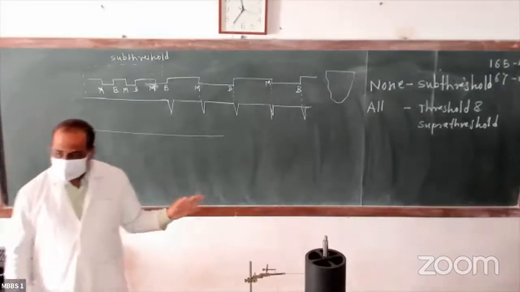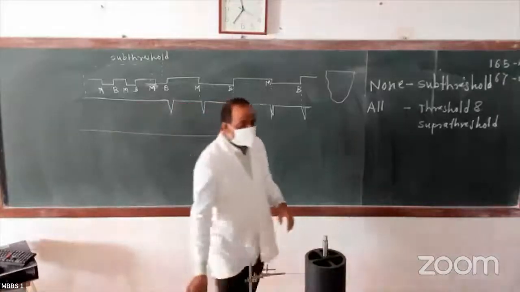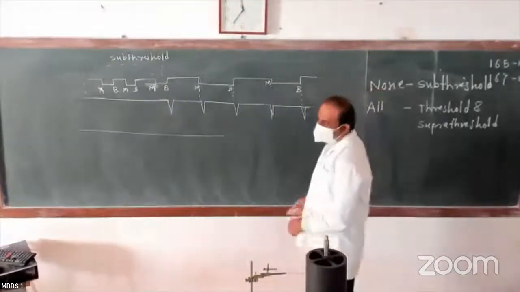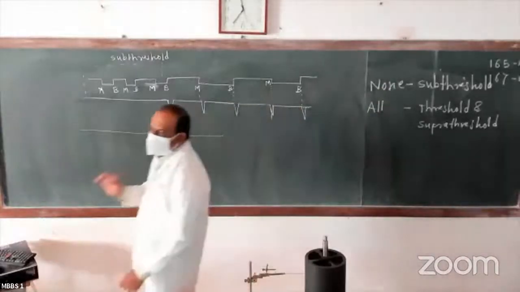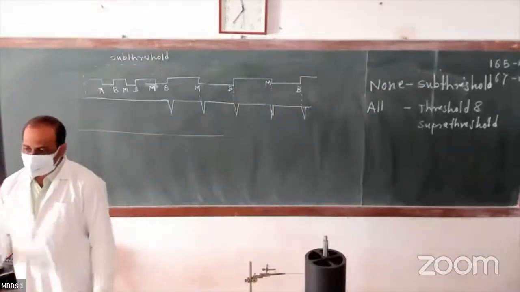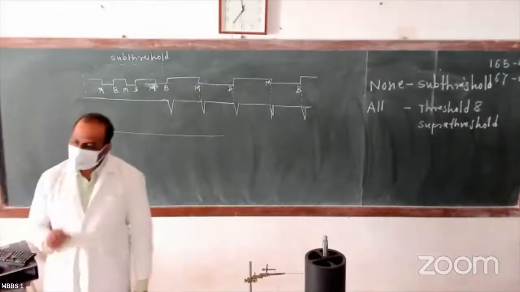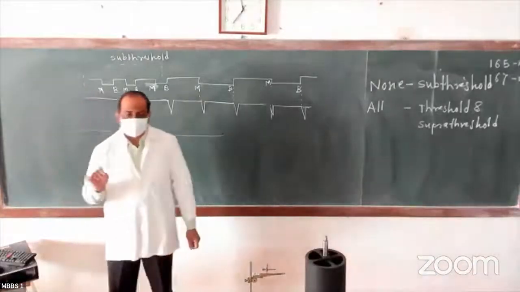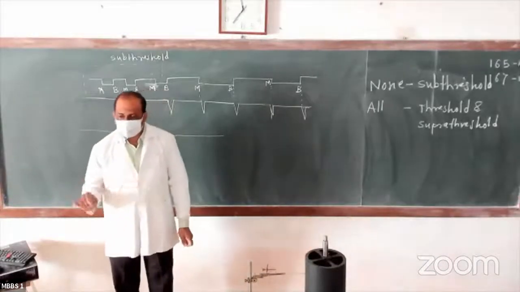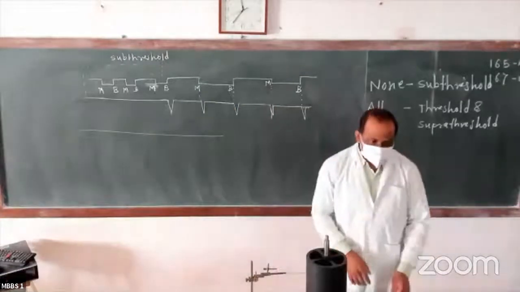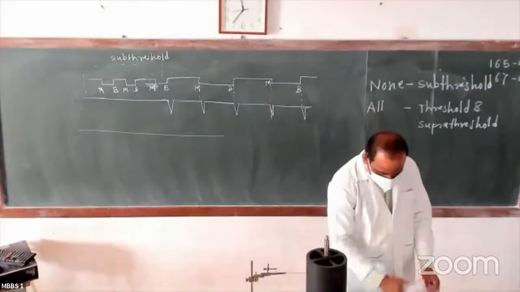And this is avoided by obeying the all and none law. In case of the cardiac muscle, the whole heart obeys the all and none law. In case of the skeletal muscle, only a single motor unit obeys the all and none law. Now understood about this? What is the all and none law?